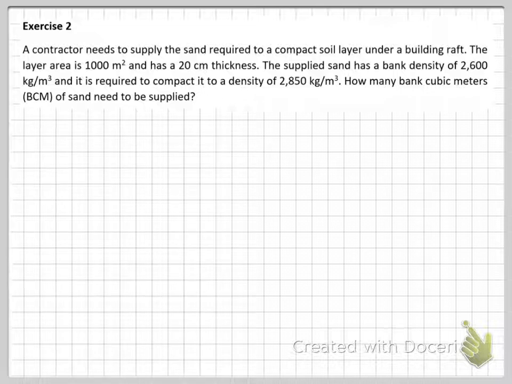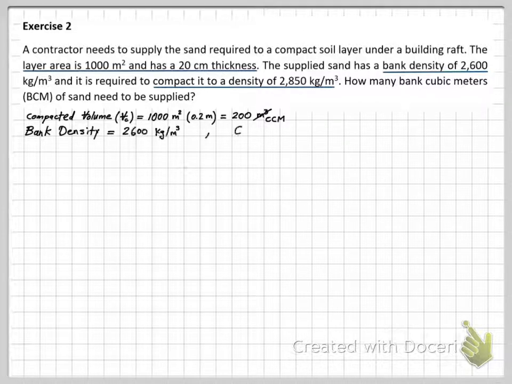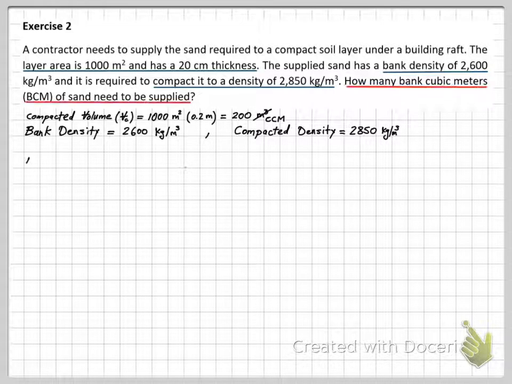So reading through the problem again and summarizing it, we see here that the volume is given to us as a compacted volume, which is an area of 1000 and a thickness of 0.2 meters. That gives us 200 meter cube. But we know that's a volume in a compacted state, so I will cross meter cube and say it's a compacted cubic meter. Keep reading. We see here that it is given to us also the bank density of 2600 and a compacted density of 2850. Continue reading. Now we see the problem is asking for the bank volume. So this exercise is relating the compacted volume to a bank volume.